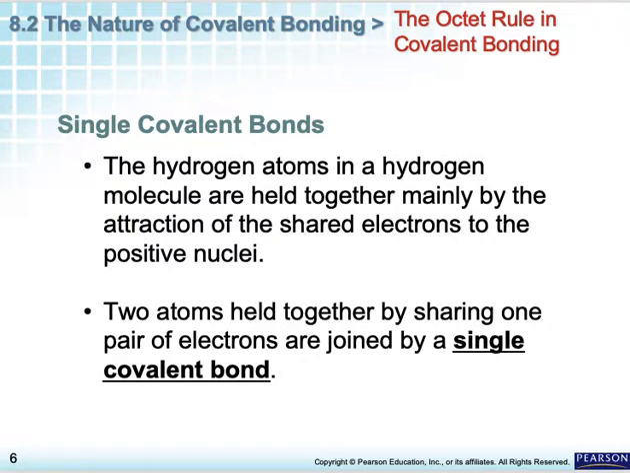Hydrogen atoms in a hydrogen molecule are held together mainly by attraction of electrons between the positive 2 nuclei. The 2 atoms are held together by a single bond. Obviously, if there's single covalent bonds, there must be other types as well.